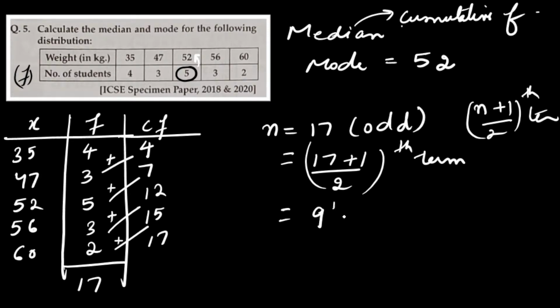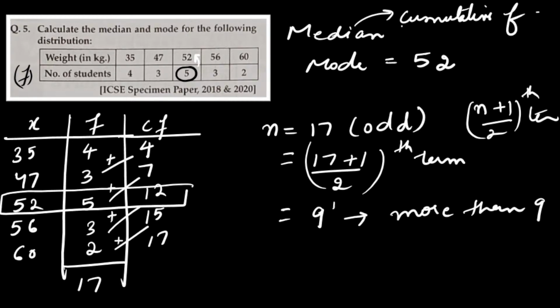So here, to find the ninth term, you just have to see the cumulative frequency which is more than 9. More than 9 is 12. In front of 12, if you see the value of x, it is 52. So that means the median is also equal to 52.